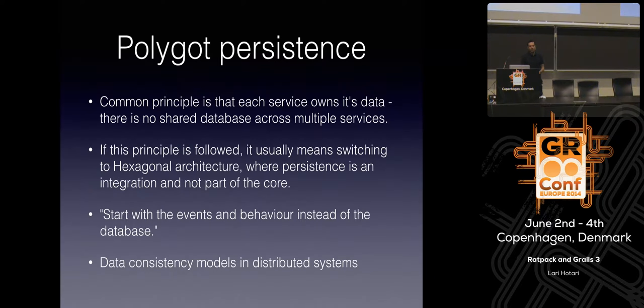Then a common principle is that each service owns its own data. And this usually means that there's no shared data storage across multiple services. So if this principle is really followed, it usually means switching to a hexagonal architecture where persistence is an integration and not part of the core. And if you were at Peter's talk yesterday at the Grails Application Architectures, Peter mentioned this in the Uncle Bob's article about the no database article.